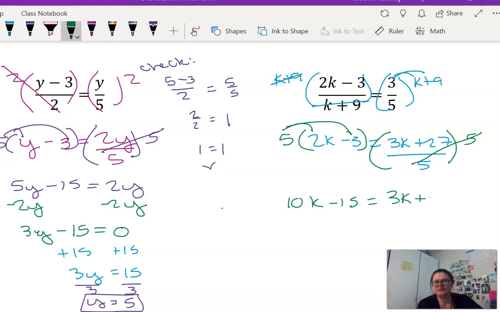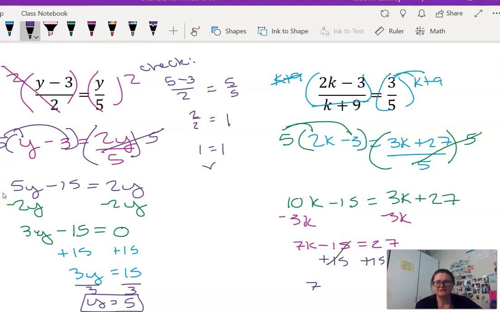3k plus 27. Hey, now it's just a normal three-step equation. We have variables on both sides, so we need to get rid of one of them. Minus 3k. We have 7k minus 15 equals 27. Now we need to add 15 to both sides. So that cancels. 7k equals, I always like to check with these bigger numbers, 27 plus 15 is 42, which is good because 42 is a multiple of 7.